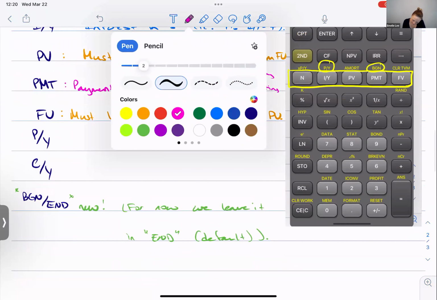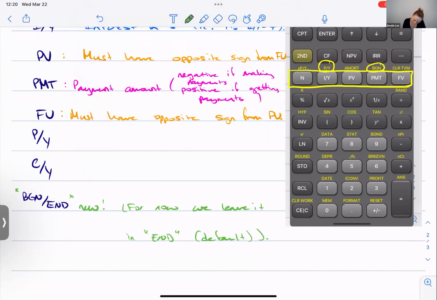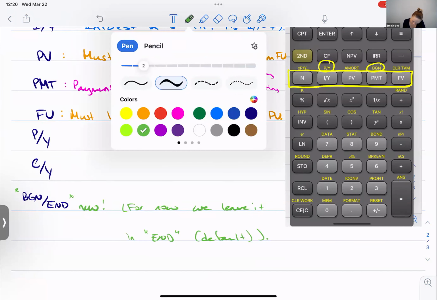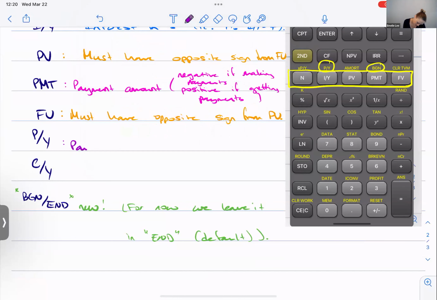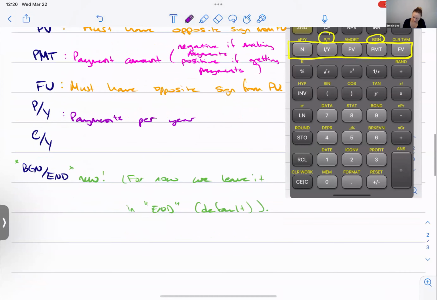So the payments per year is going to be, what color haven't I used? Purple. Payments per year, which we've been calling F2 in our calculation. And then here, this is our compoundings per year, which we've been calling F1 when we calculate I2.